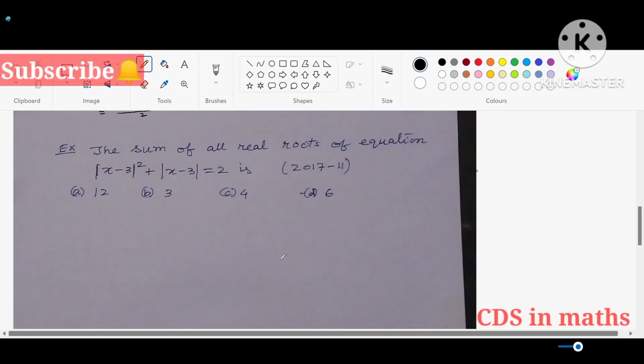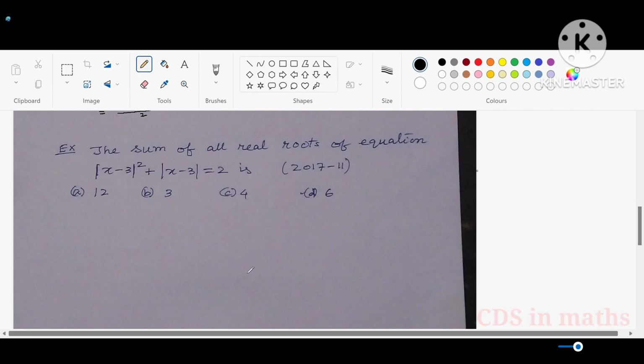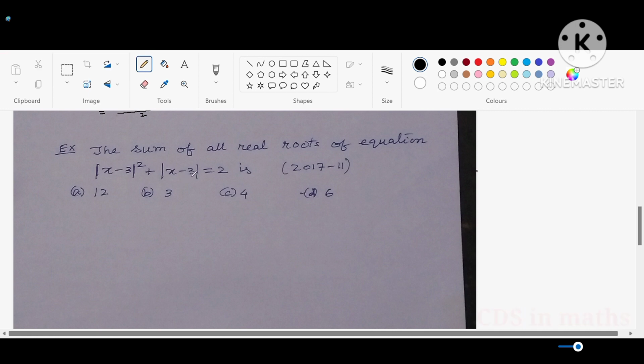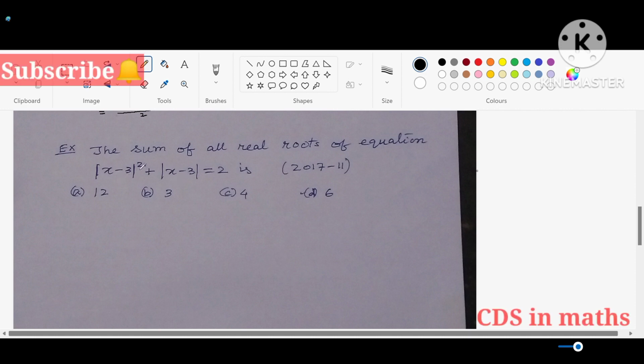Now next question. This is again a quadratic equation. It came in NDA 2017. The sum of all real roots of the equation is, they are not asking this time how many roots, but the sum of real roots. So here you see, of course we know x minus 3 may be positive, may be negative, but the mod of x minus 3 is positive. Similarly, the square is also positive. The sum of two positive quantities being 2 is possible. So we have to discuss this question case-wise.